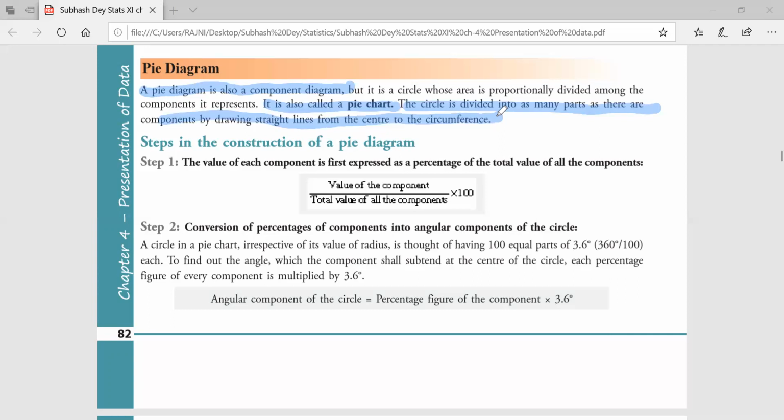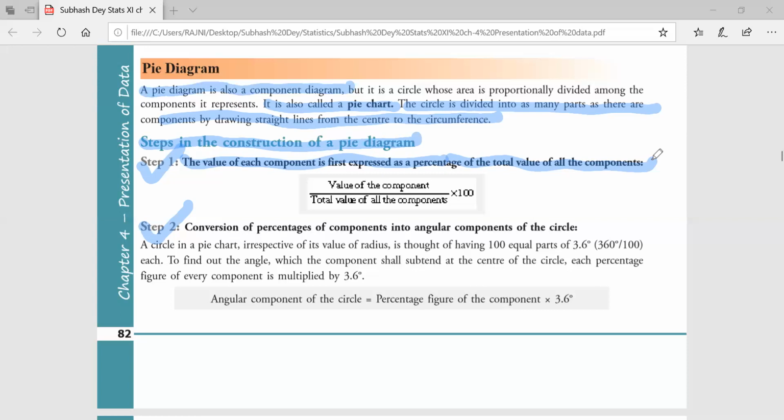Now the simple thing, what is the process of the construction of a pie diagram, or what are the different steps to construct a pie diagram? There are mainly, in short, two steps to construct a pie diagram. What are they? First of all, you just have to convert the data into the form of a percentage. It means you have to calculate the value of each component as a percentage of the total value of all the components.